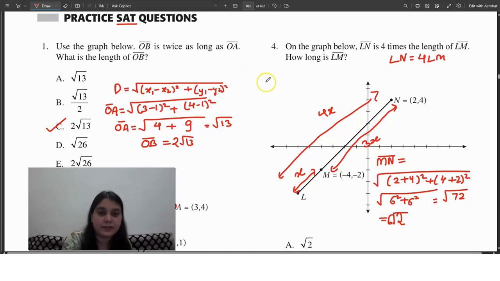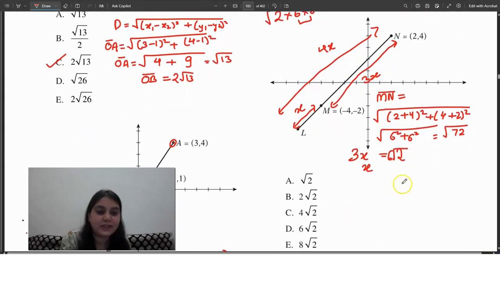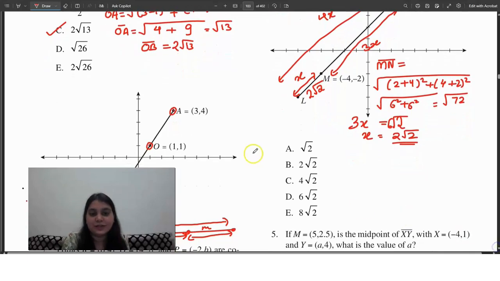Why 6 root 2? Because this would be under root 2 into 6 into 6. We can make a pair out of these 6, so root 2 is left. So 3x is coming as 6 root 2. The value of x will be 6 root 2 divided by 3, that is basically 2 root 2. And x was equal to Lm. So Lm is coming as 2 root 2. This option B is correct.